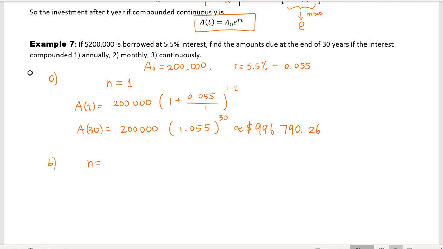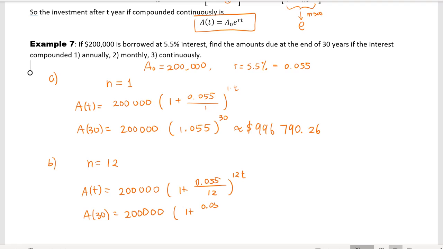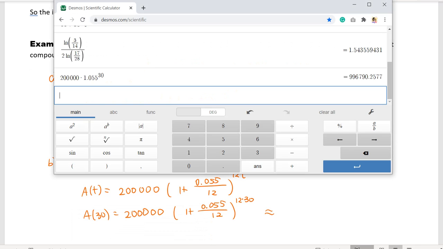Monthly, the number of compoundings is 12. By the way, quarterly, how many quarters in a year? 4, right? So n is 4 in that case. Now just plug in: A(t) equals 200,000 times 1 plus 0.055 over n, where n is 12, and then to the 12t. So A(30) is 200,000 times 1 plus 0.055 over 12 to the 12 times 30. Let's plug this into our calculator.